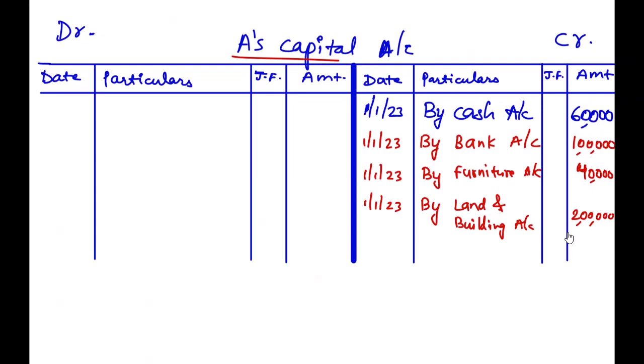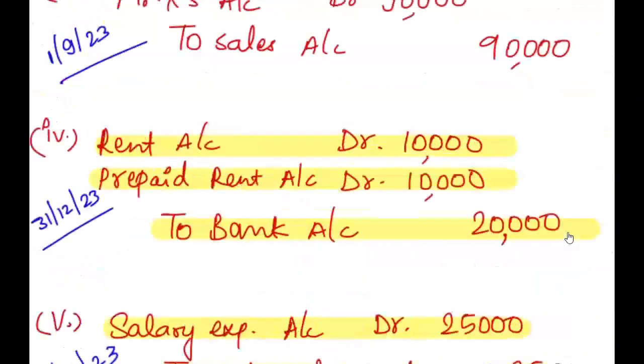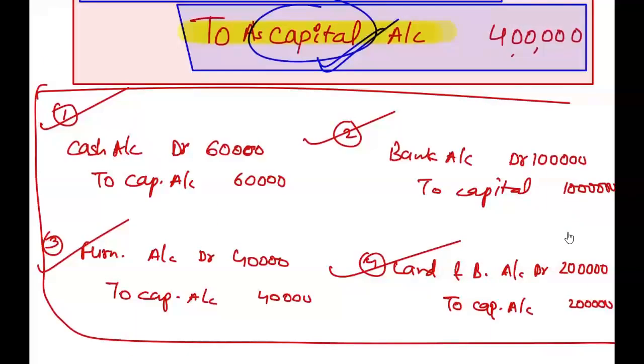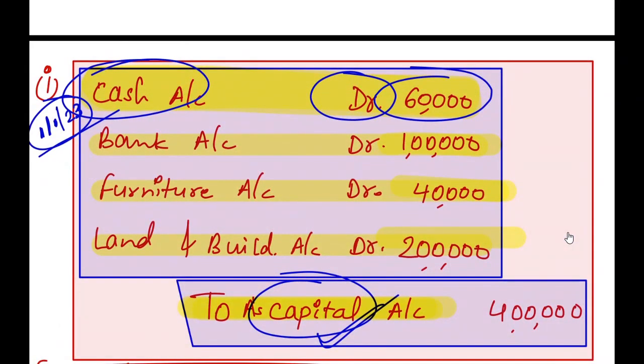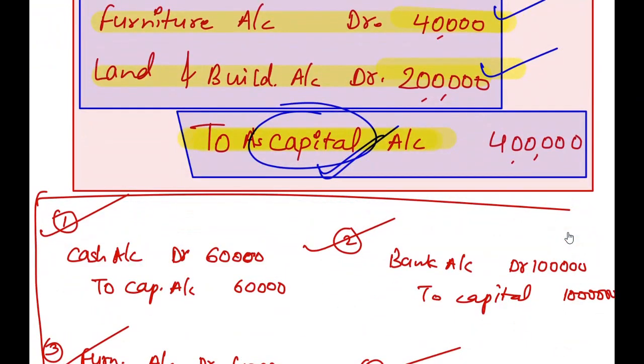So now you can see, do a total of all these 4 items, 60,000, 1 lakh, 40,000 and 2 lakh. The answer would be 4 lakh. My all entries are done for the first journal entry. First journal entry, I have done all the ledger postings. My cash account is being debited by 60,000, bank account debited by 1 lakh, furniture account debited by 40,000 and land and building debited by 2 lakh rupees. And my capital account is being credited by 4 lakh.